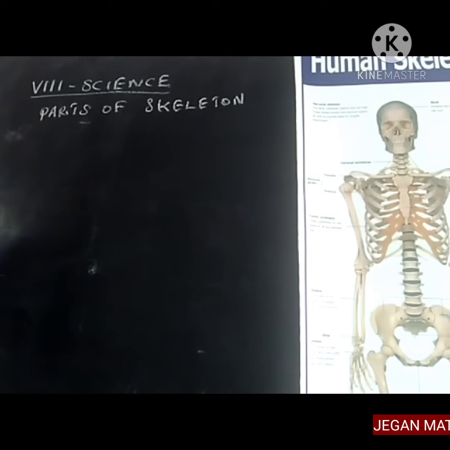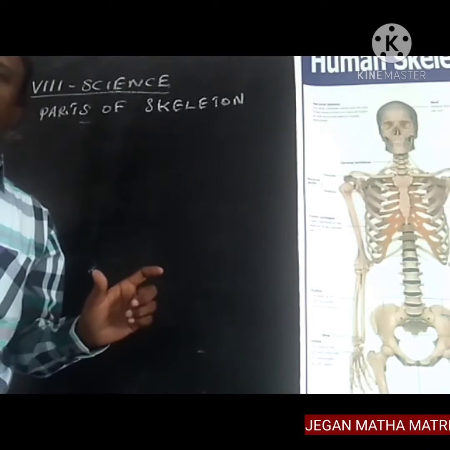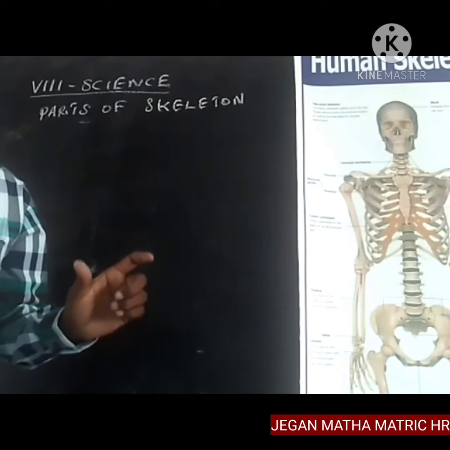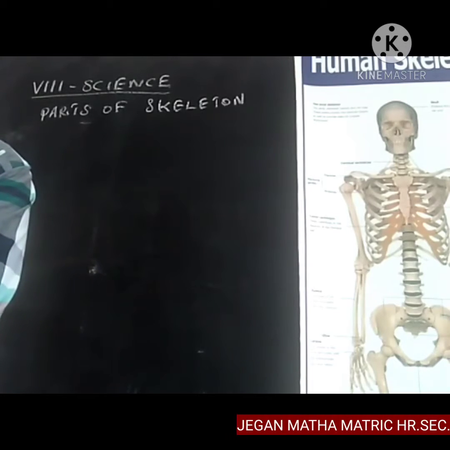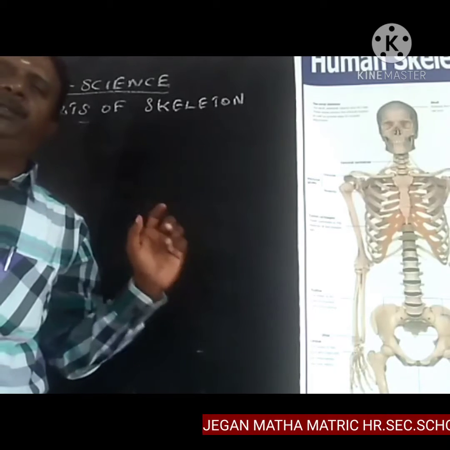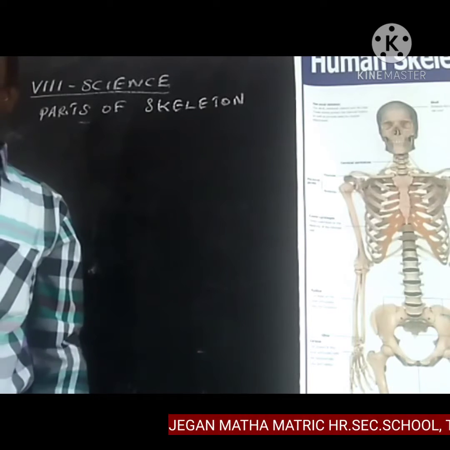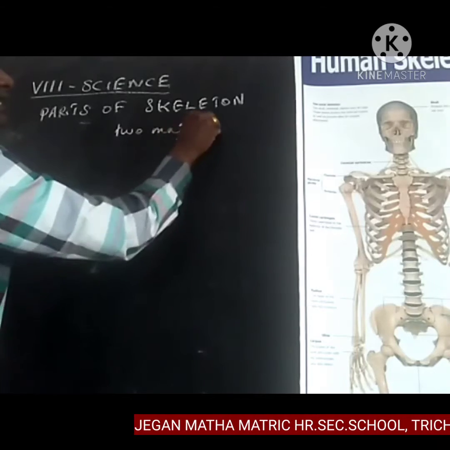8th standard science. Parts of the skeleton, parts of the skeletal system. The skeletal system is composed of bone and related structures. They are used for the movement of the body. They are divided into two major parts.